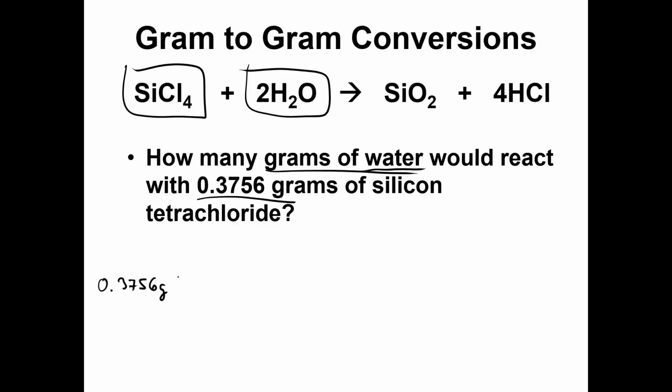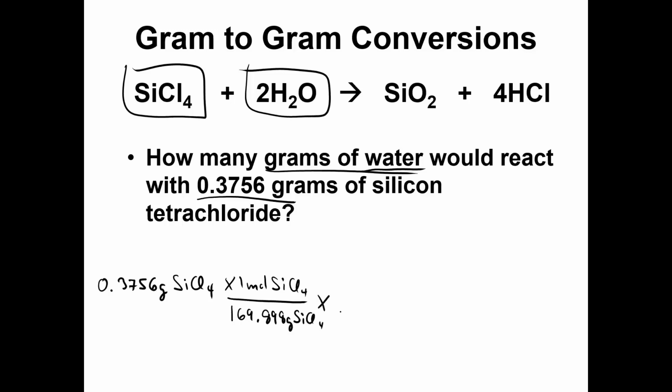0.3756 grams of SiCl4. We know the molecular weight of silicon tetrachloride. We looked that up already. That's so times 1 mole of SiCl4 divided by 169.898 grams of SiCl4, just like we did before.